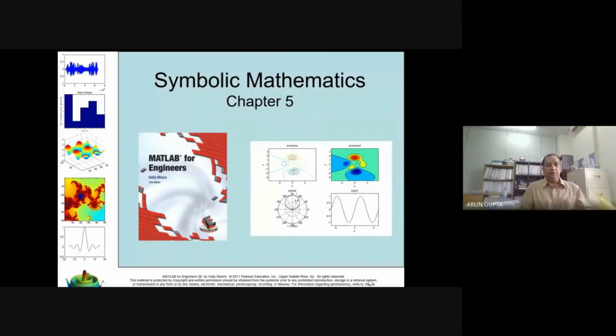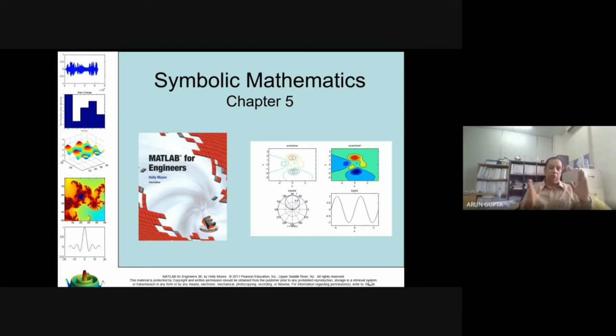All right, so we will start a new chapter on symbolic. Symbolic mathematics: when we solve mathematical problems, you may have learned integration, differentiation, algebra, or different kinds of math formulations and solving them. In our normal process, we try to solve manually, and if there is some equation, we rearrange it manually step by step and then solve it.